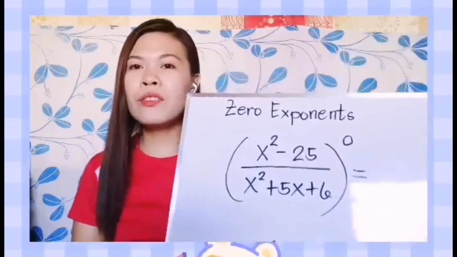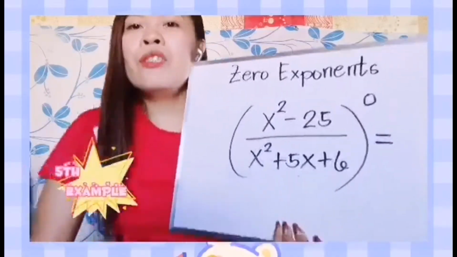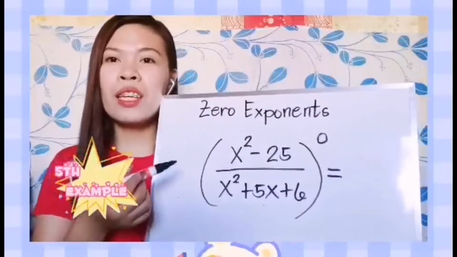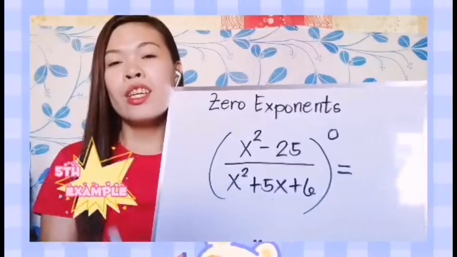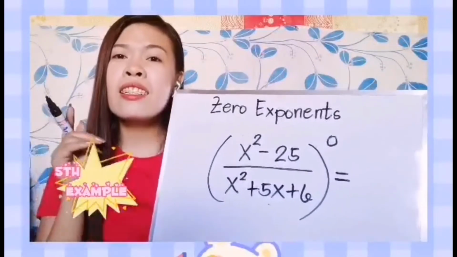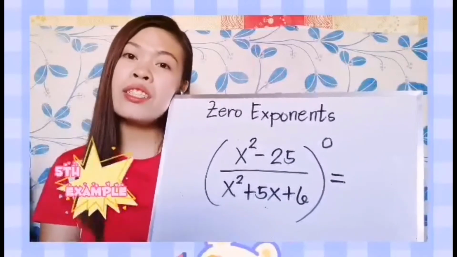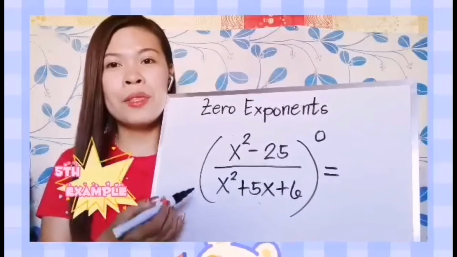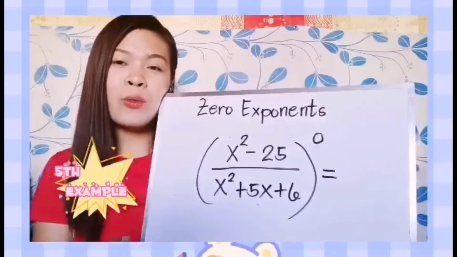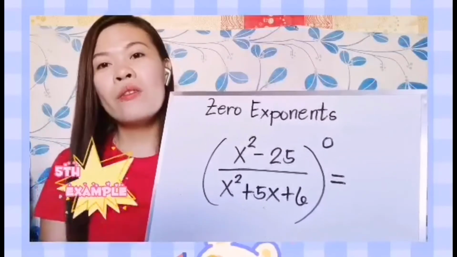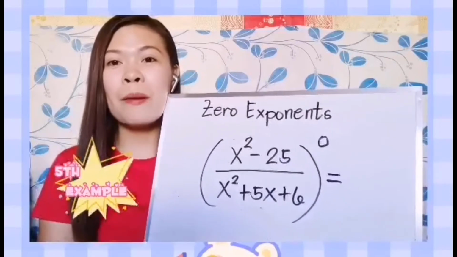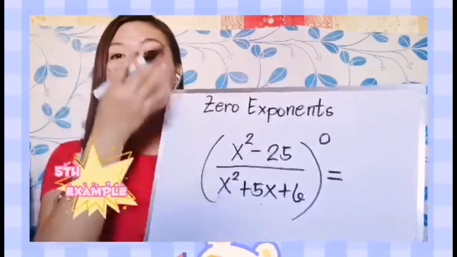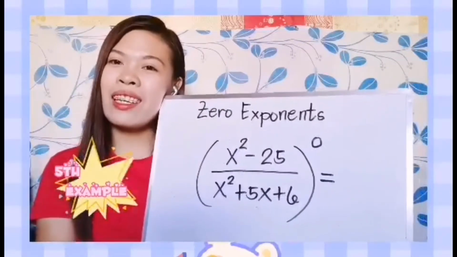Okay, math lovers, I will give you now our last example for today's vlog upon having zero exponents. So again, the rule says any non-zero number raised to 0, the answer is 1. So let's have this example. We have the quantity of x squared minus 25 all over x squared plus 5x plus 6 raised to 0. So what do you think is the answer?